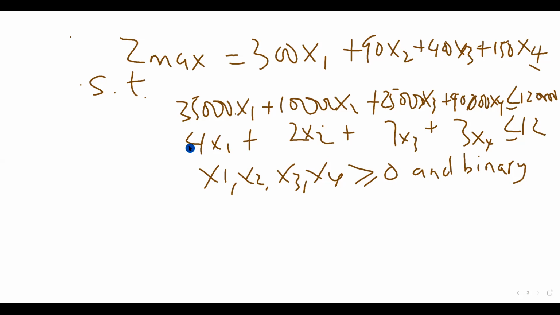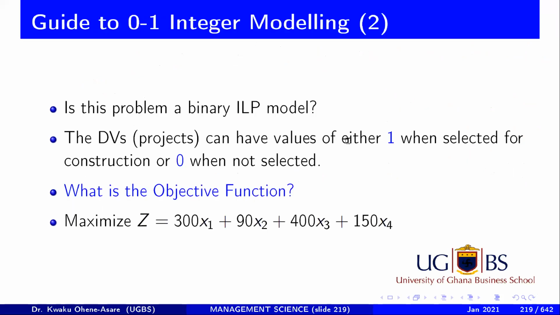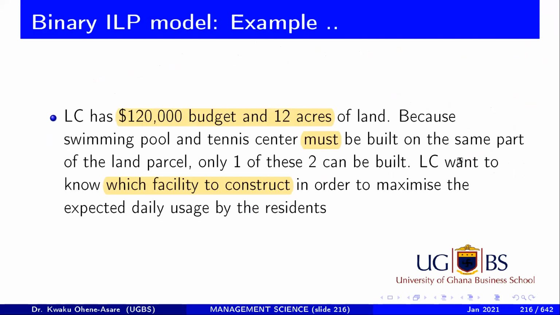But there was a constraint. Let me just take you back. Look at this. The preamble said, okay, let me just take it back. It says that, and I hope you can see the slides. Yes, you can see the slides. The preamble says that because swimming pool and tennis, now swimming pool is X1. Tennis, we just go back up there, and then you know what tennis is.